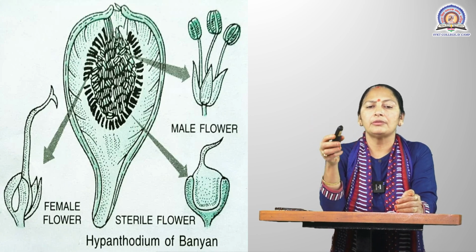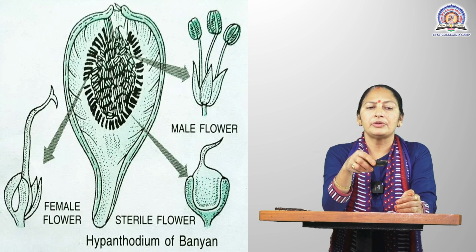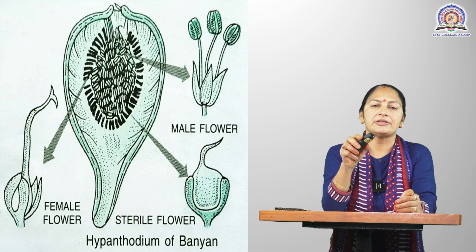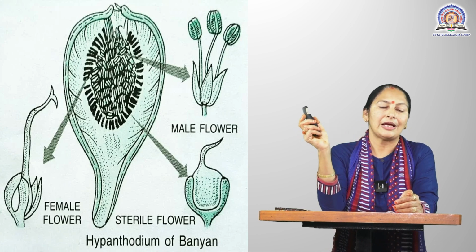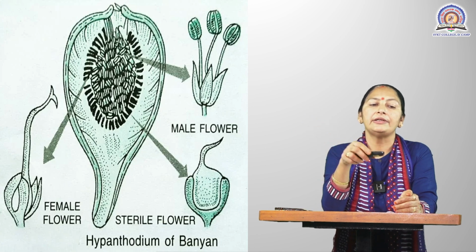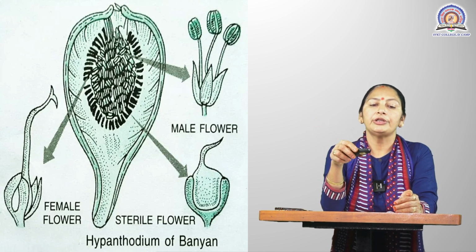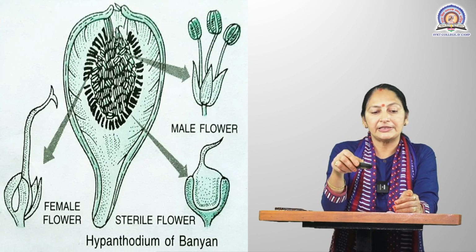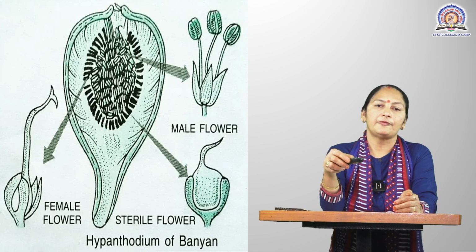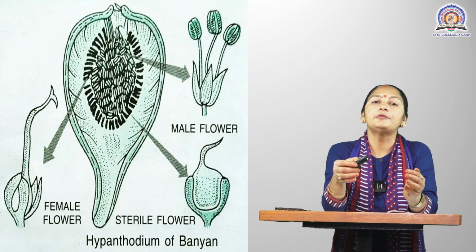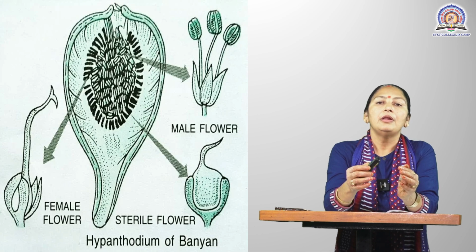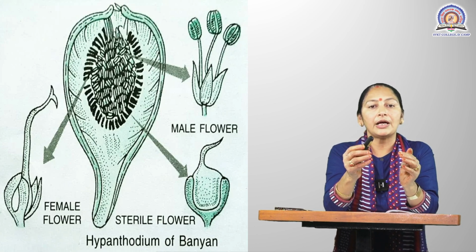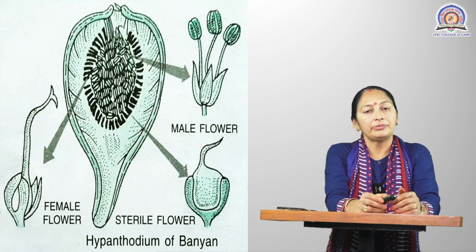On the middle side, the sterile flowers are arranged. No pollen grain-like structure or stigma-like structure is seen. They are sterile, which is why only this arrangement is there, and this type of flower is known as the sterile flower. On the basal side of the hypanthodium inflorescence, the female flowers are arranged. These three types of flowers are enclosed in a closed, cup-shaped, fruit-like structure inside the hypanthodium inflorescence.